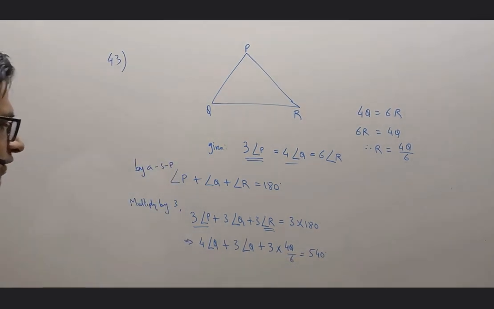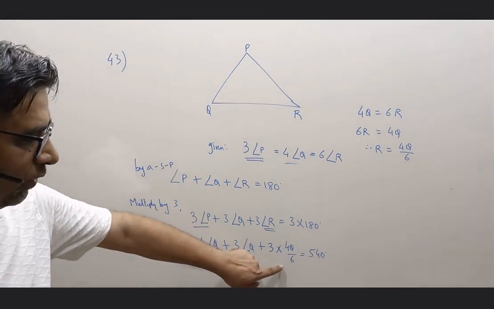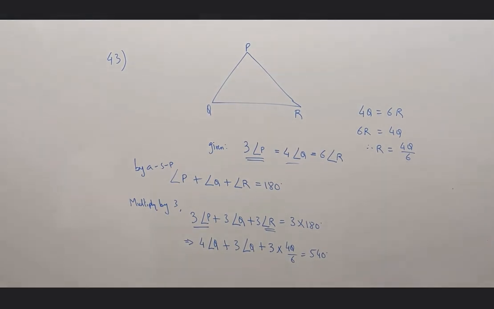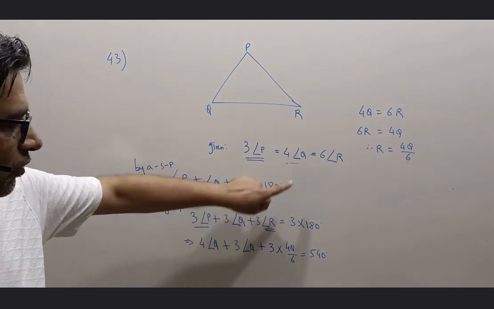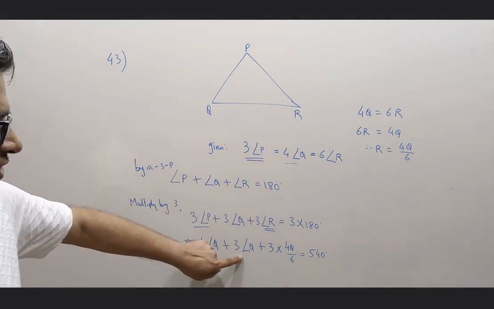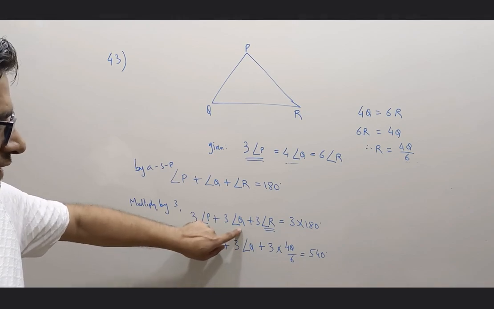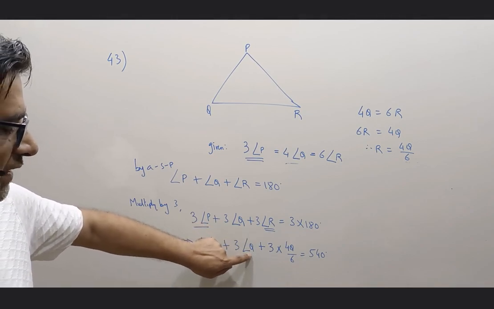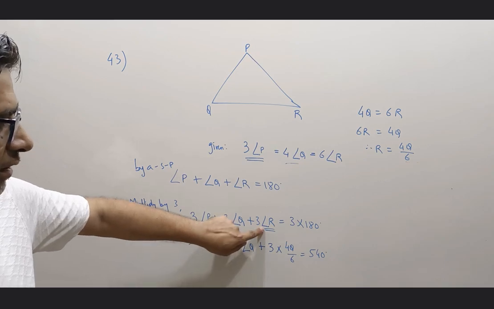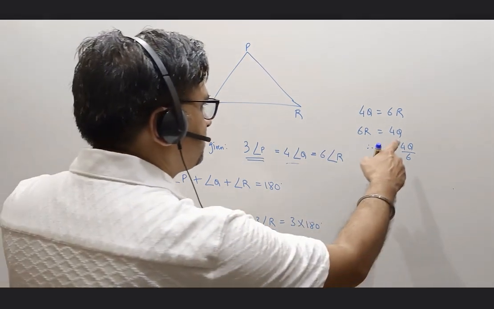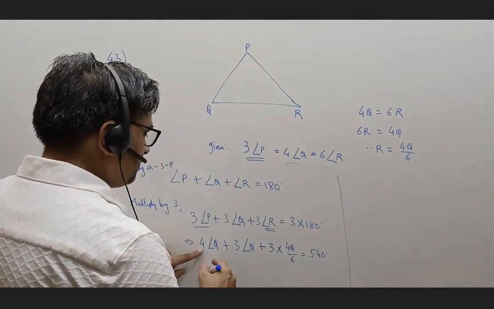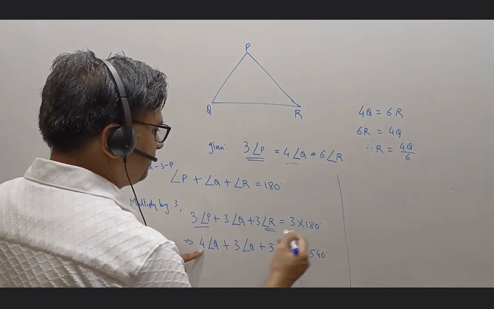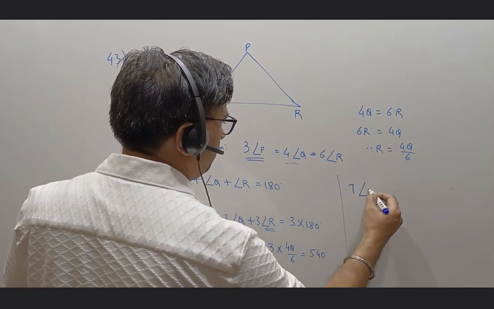By expressing everything in terms of angle Q, I will be able to find the value of angle Q here. That's the overall idea. So for 3P, I have substituted 4Q. 3Q I have not changed because I want everything in Q. It remains in Q. And for R, I'm substituting 4Q by 6. Now I'm continuing here. So I get 4Q plus 3Q. That becomes 7 times angle Q.